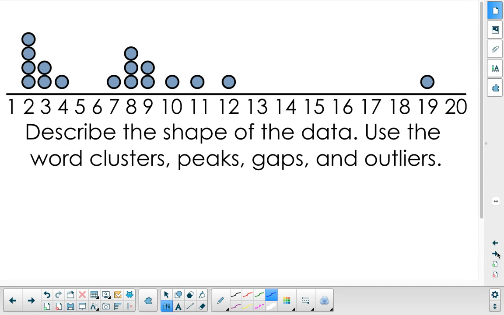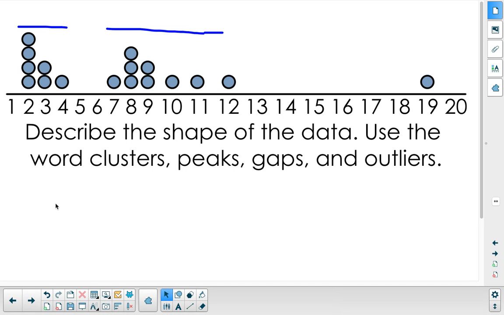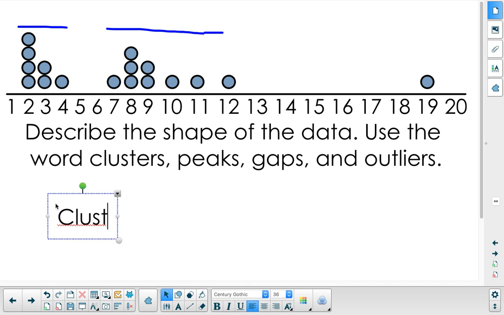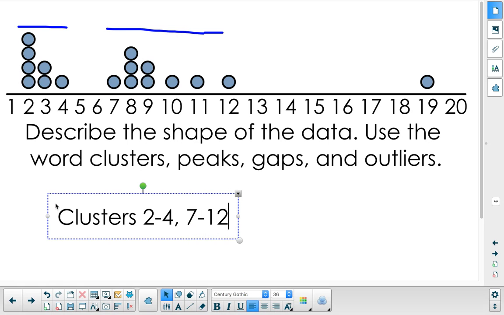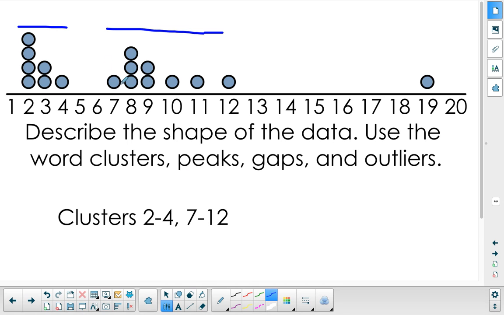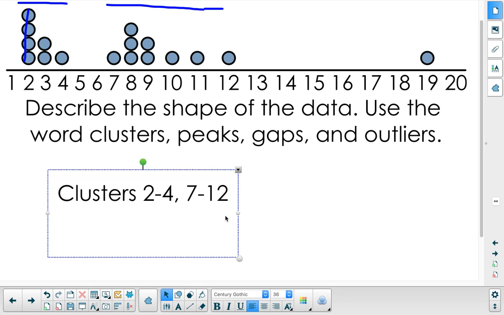So let's take a look. So here we have one, and we can see here we have a group, and here we have a group over to there. So we can identify the clusters are between 2 through 4, put a comma to separate them, and then 7 through 12 also has a group in it. So our next one we need to look at is the peak, and we can see our tallest point there is a 2 at the 2. So our peak is a 2.